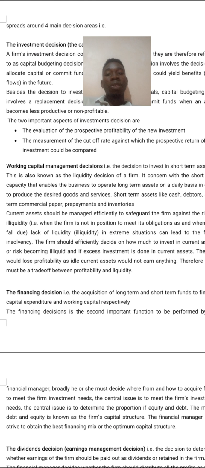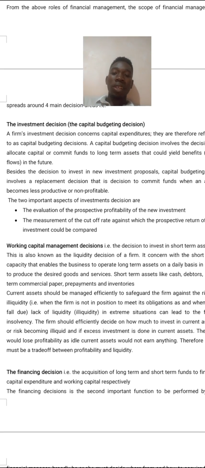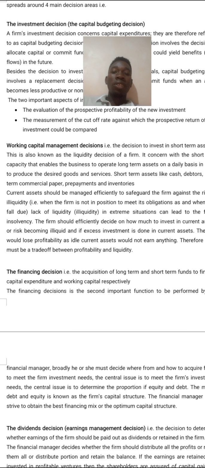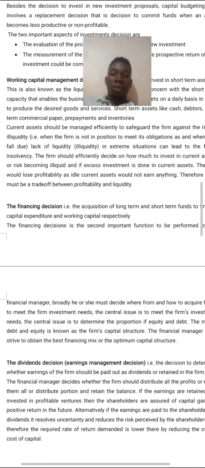Then let us go to working capital management decision. Sometimes it's called the liquidity decision. This one deals with allocation of the firm's resources into short-term assets or current assets like cash, debtors, commercial papers, treasury bills, inventory. All those are examples of current assets, and therefore you can acquire them through working capital management decision. So that's the difference between the investment decision and working capital management decision. The other one deals with long-term assets or non-current assets, and this one deals with current assets or short-term assets.